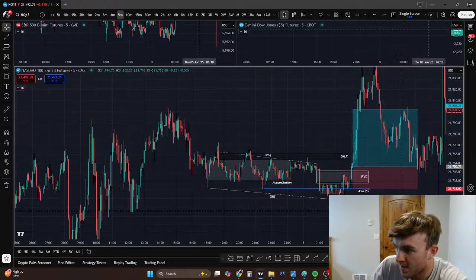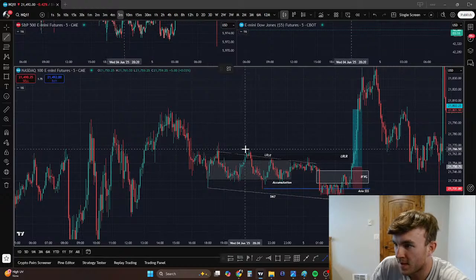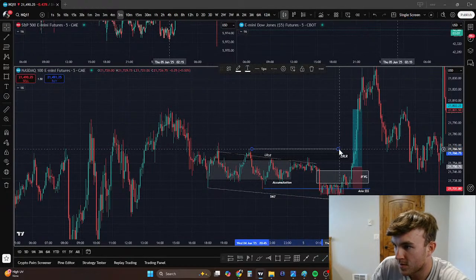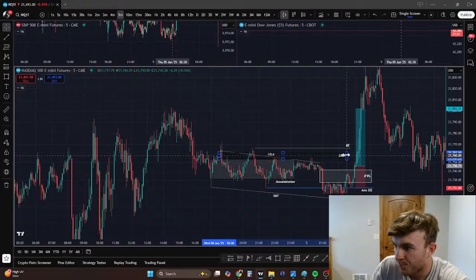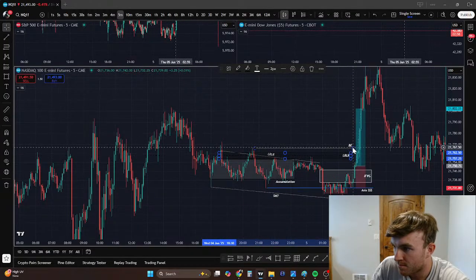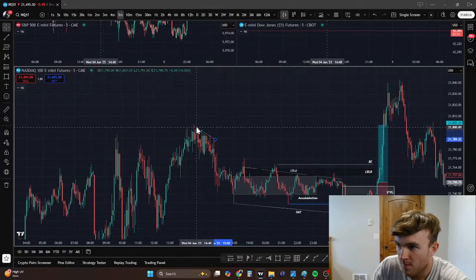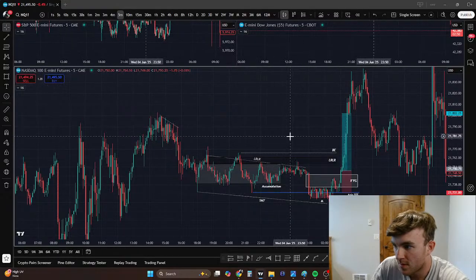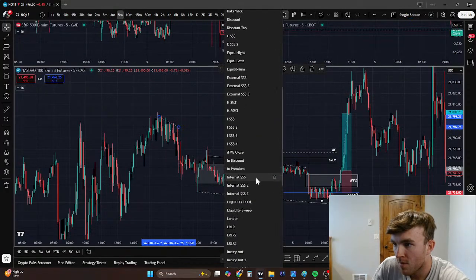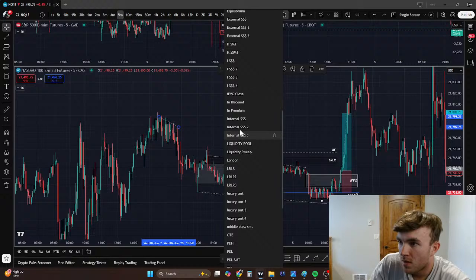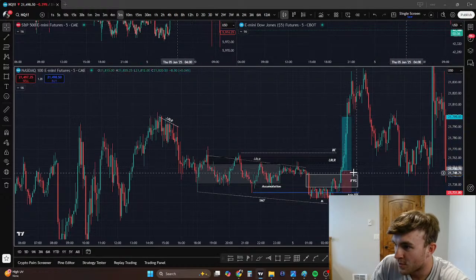Stop loss here. And then break even. I'd probably go break even here. So there's break even. And then you can take profit at this LRLR. Boom. That's a 2.4 to 1.